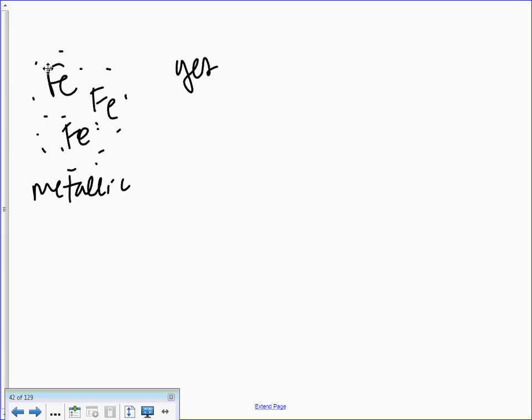Is it more or less the same? Same, right? It's not dissolving. It's not an electrolyte. It's not going to get any more conductive. So it's got the same amount of conductivity because the bond itself doesn't change.